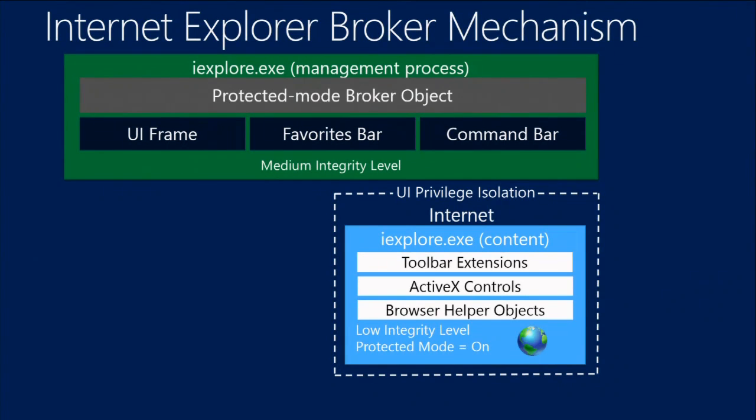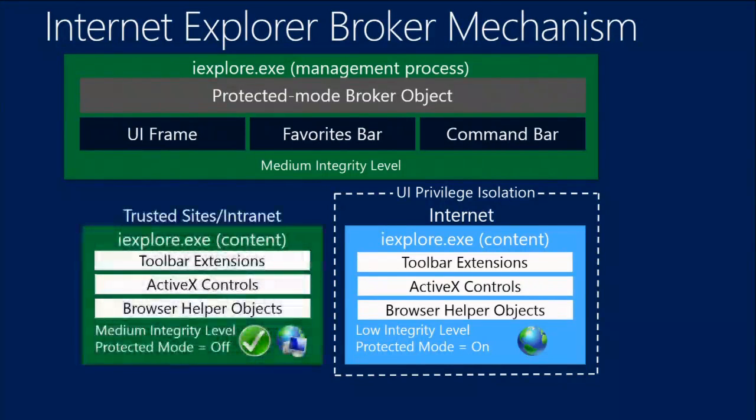Then when you start browsing the internet, you get an extra process. And the extra process, when it browses the internet, will run in protected mode. So it's a low-level process. It cannot do anything. It can talk to the management process and send certain messages because of this UI privilege isolation. And then when you start browsing a trusted site or your intranet, you get a new process for Internet Explorer. And this process is running at the medium integrity level.